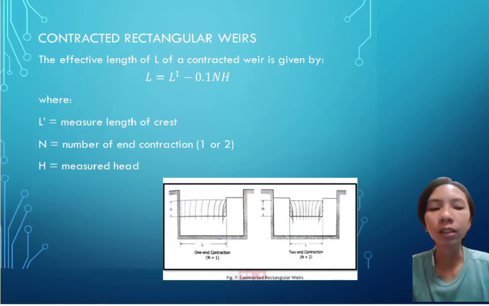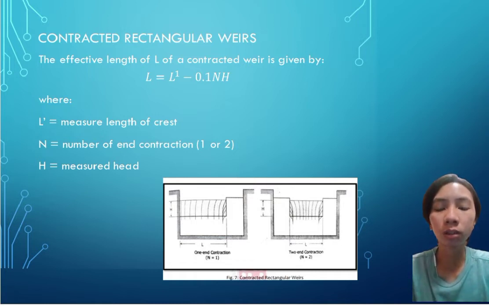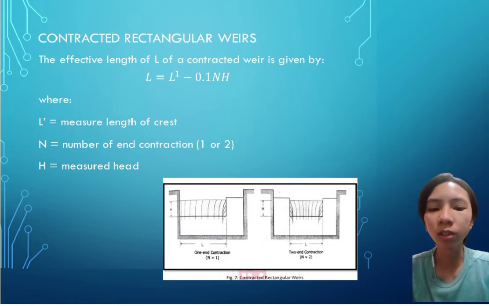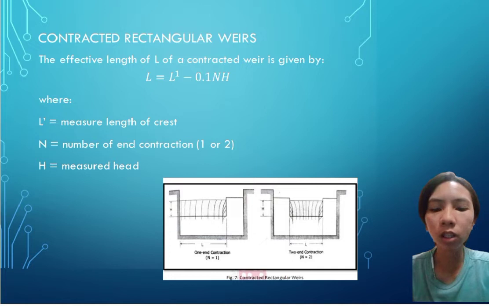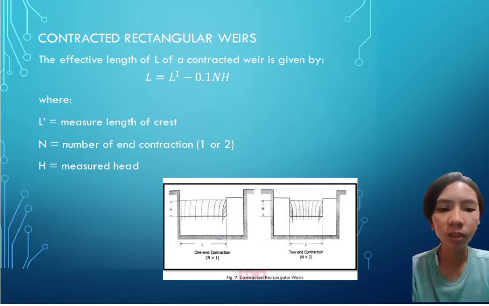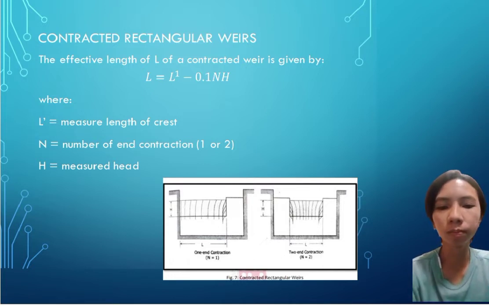Next is the contracted rectangular weir. So the effect of the length of the contracted weir is given by L equals L minus 0.1 N H, where L is the measure of the length of the crest, N is the number of end contractions, 1 or 2, and H is the measure of head. So we can see the contracted rectangular weir picture above there.